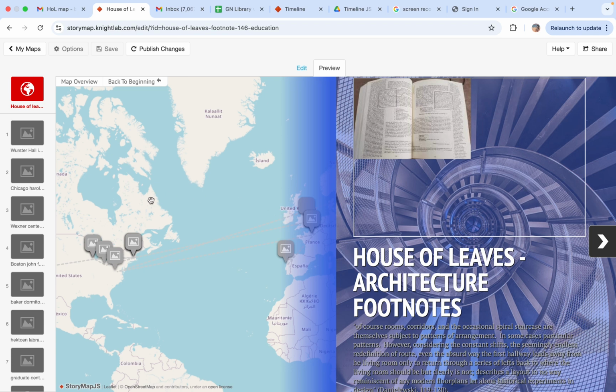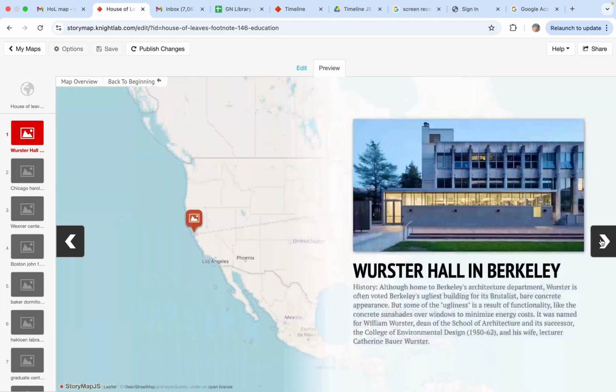So I included these in the order that they appear in the footnotes. We'll just look at the first one, which looks at a university. Not much to say about each of these things. A lot of these I was kind of unfamiliar with, but the first one was the Worcester Hall in Berkeley.